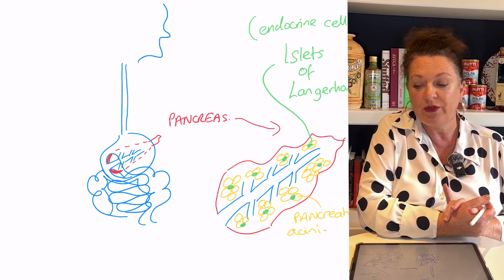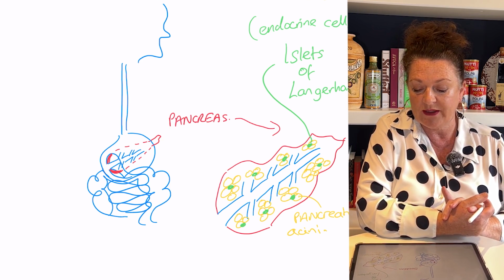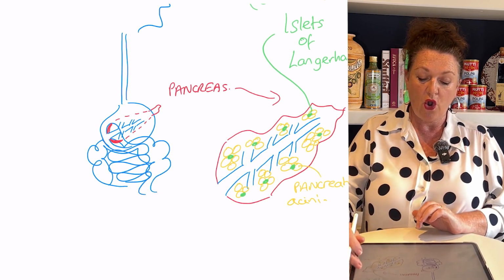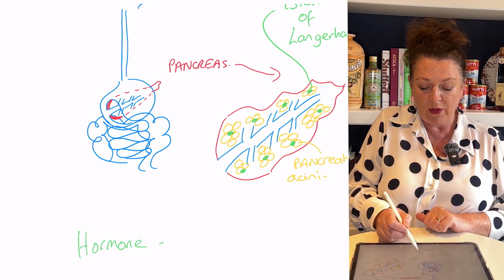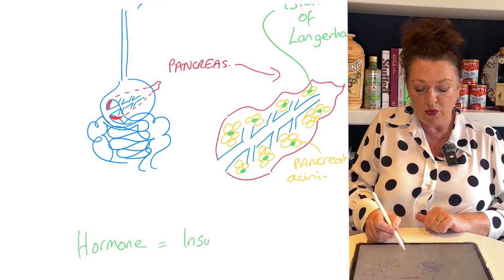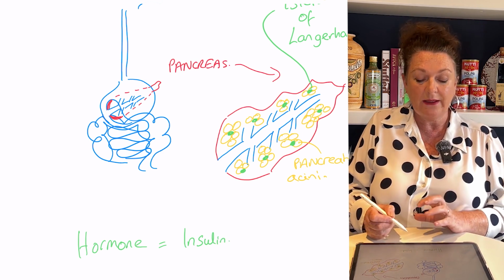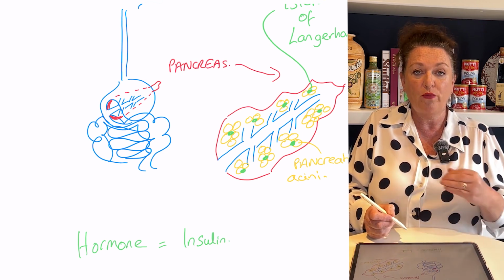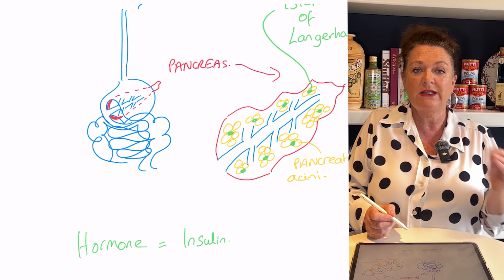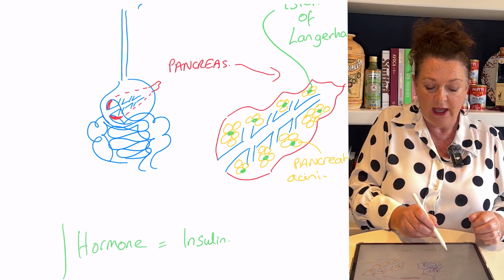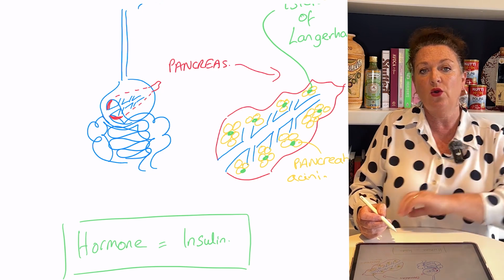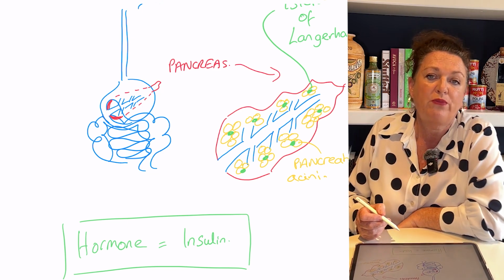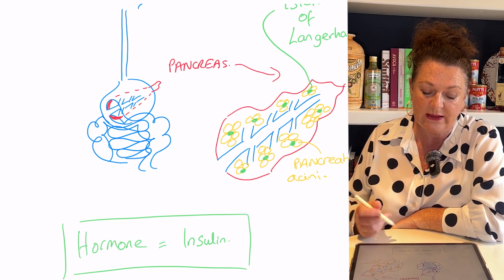And there's one particular hormone that we're going to look at today, and that is the hormone insulin. Now, remember, hormones are proteins. Insulin is a protein. All proteins are protein chains or polypeptide chains. And you're looking at approximately 52 amino acids all linked together to form the protein or the hormone insulin.